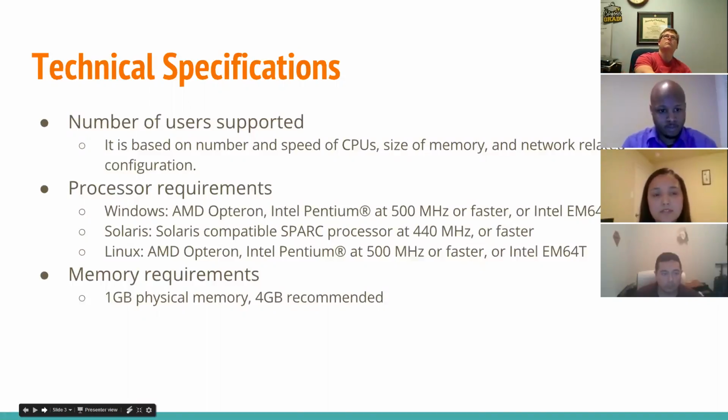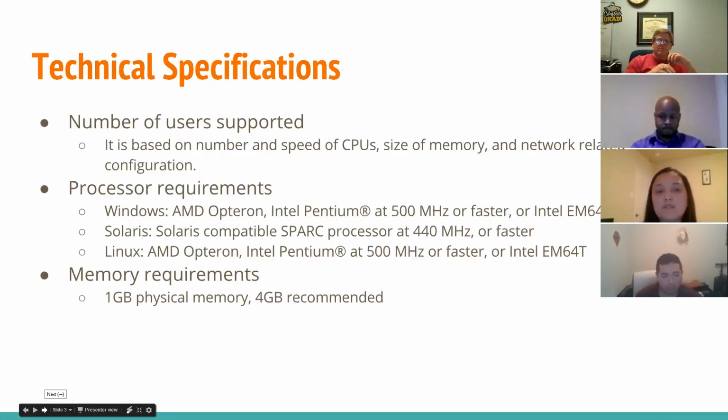Oracle's technical specification. Number of users supported by Oracle database is based on number and speed of CPUs, size of memory, and network-related configurations. The number of users affect how much processing power is going to be required. The processor requirement for Windows and Linux operating systems are AMD Opteron, Intel Pentium at 500 megahertz or faster, or Intel EMT 640.